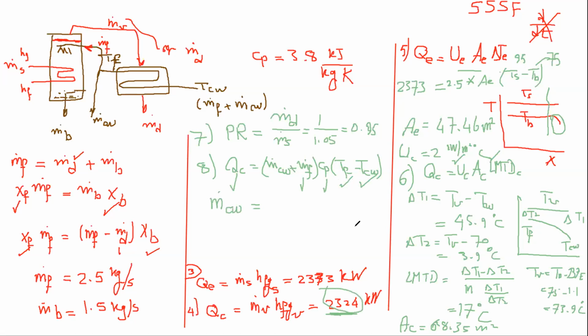When you do that, you'll find that this value is essentially 14.56 kilograms per second. And that's what's needed. So this is basically some sort of a typical analysis for a problem of single effect evaporation.